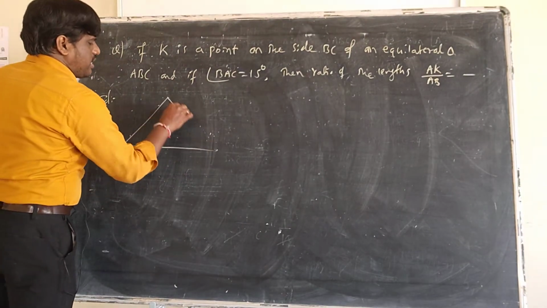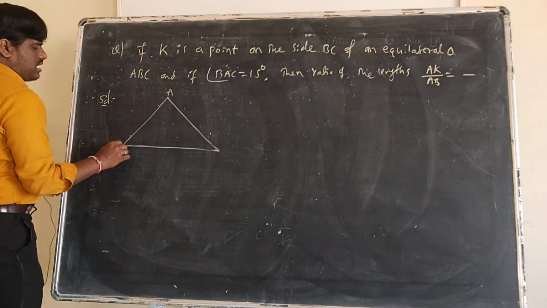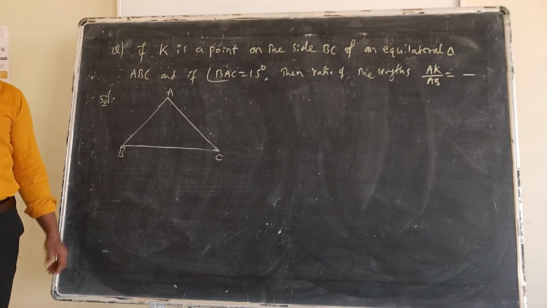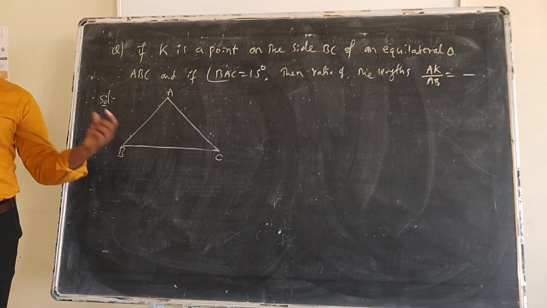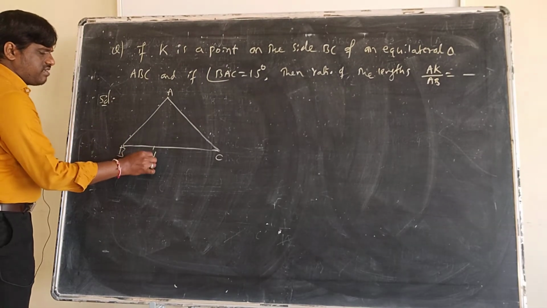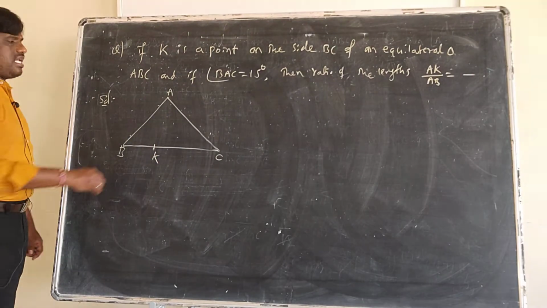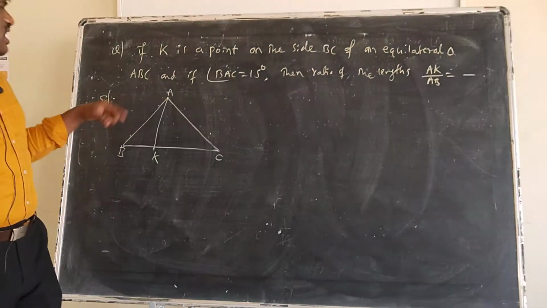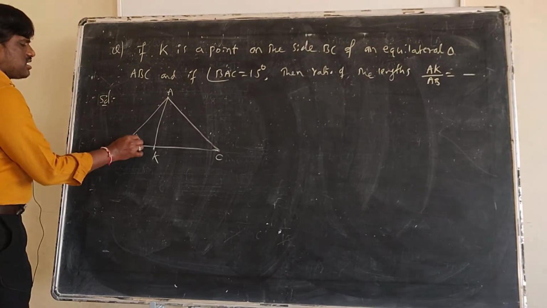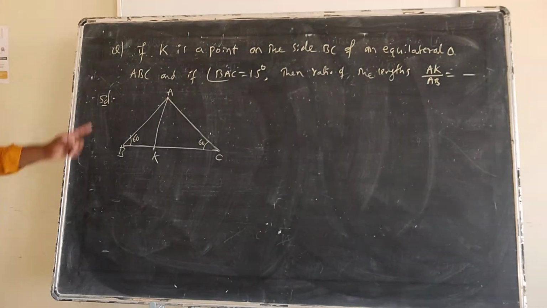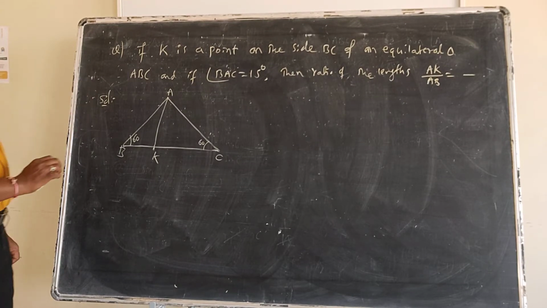This is an equilateral triangle. One equilateral triangle is there. The name is ABC, the equilateral triangle. Listen to me. K is a point on BC. So K is one point on BC somewhere, and I just joined it here. Now what is it saying here? In an equilateral triangle each angle is how much? 60 degrees. Here also 60 degrees, here also 60 degrees. Now angle BAC is given as 15 degrees.